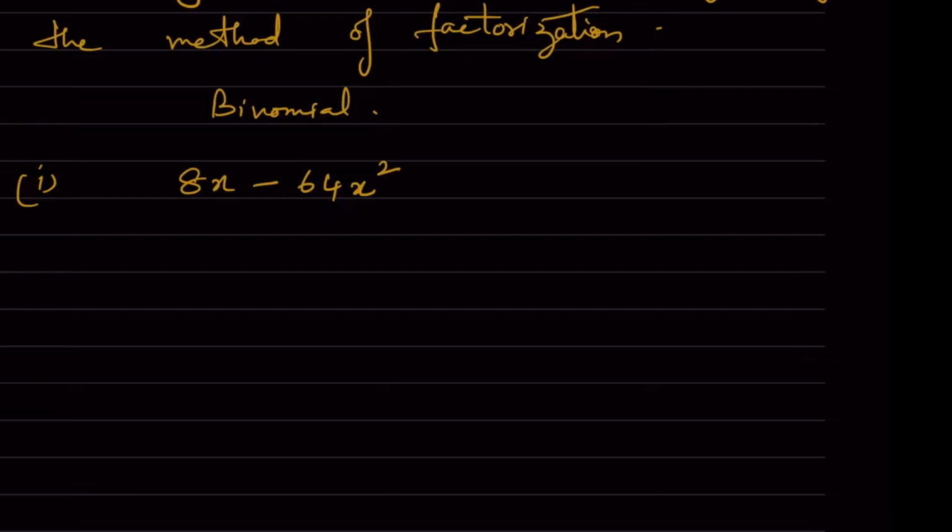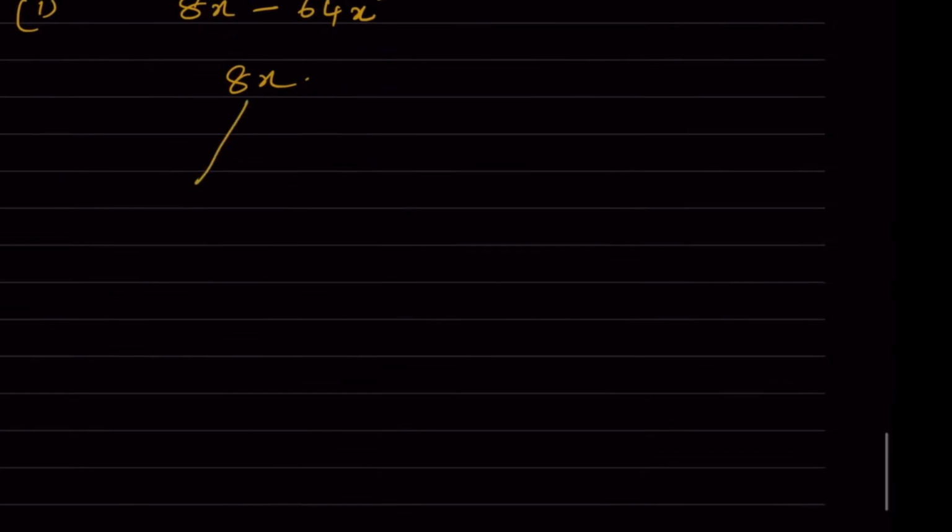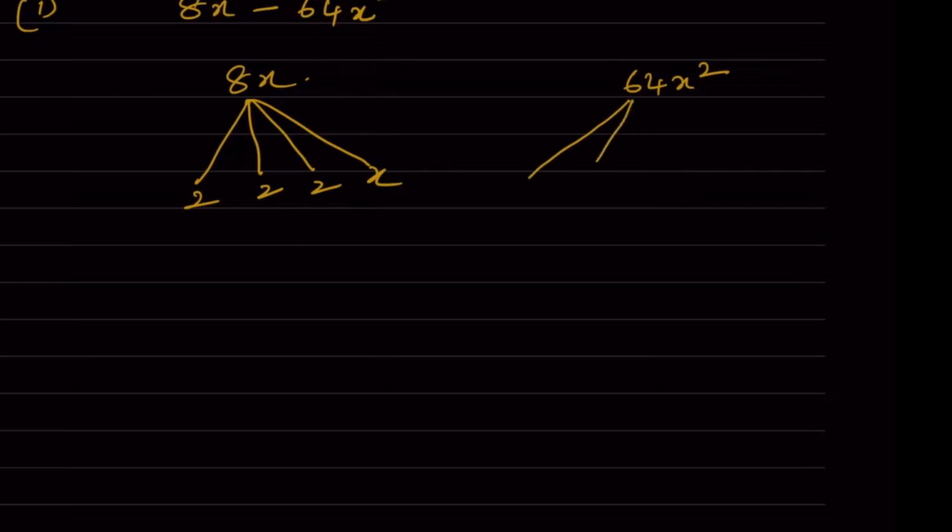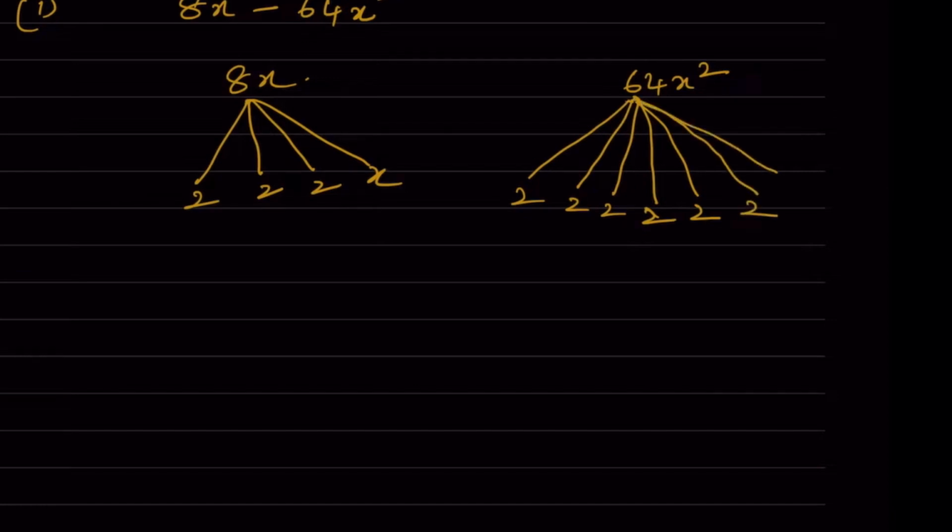Here for 8x, what are the factors, we'll just see. For 8x, the factors, you can write it as 2 into 2 into 2 into x. So 2 2s are 4, 4 2s are 8, 8 into x is 8x. Now for 64, what are the factors? We'll see 64x square. You can write this as 2 into 2 into 2 into 2 into 2 into 2. 2 2s are 4, 4 2s are 8, 8 2s are 16, 16 2s are 32, 32 2s are 64, into x into x.